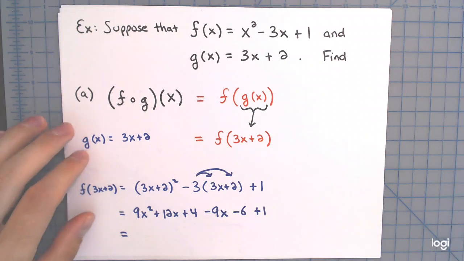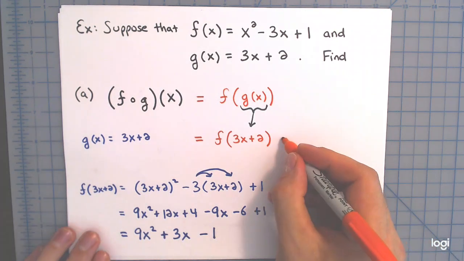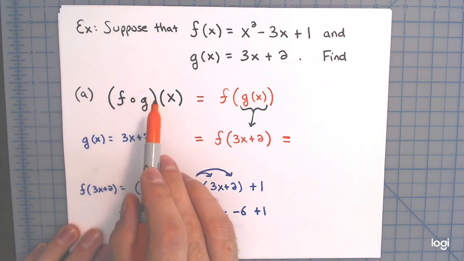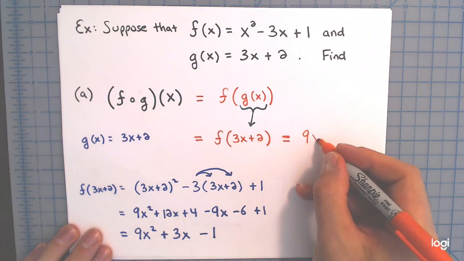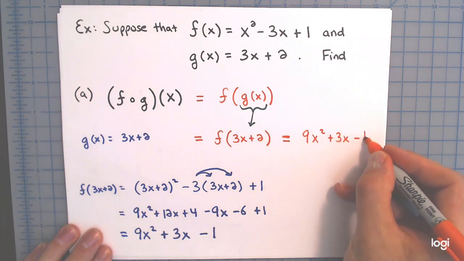And combining like terms, I have 9x squared, there's the 12x and the negative 9x, making positive 3x. And then the positive 4, the negative 6 would make negative 2, and then plus 1 would make negative 1. Okay, so the value of this composite function, f composed with g, at any input x, would be 9 times that x squared plus 3 times that x, and then minus 1.